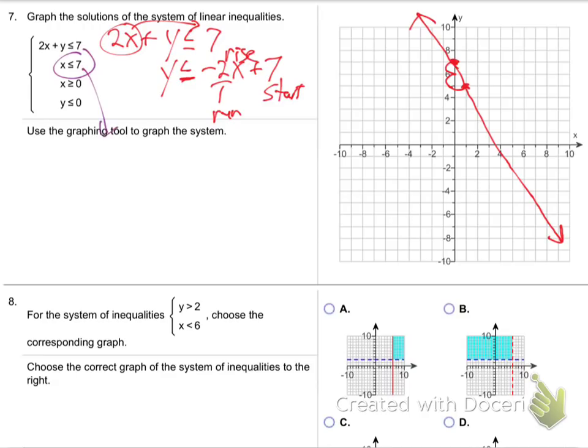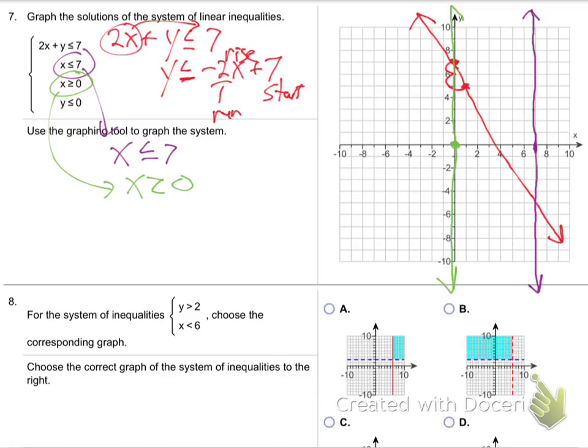This is x less than or equal to 7. That's just a straight line, hits the x-axis at 7, right there at 7. Okay, next one. X greater than or equal to 0. So that just hits the x-axis at 0, right there. That's a line going right through the x-axis at 0. Like that. And then we need one more here. So we'll grab this one. Y less than or equal to 0. So this hits the y-axis right there, hitting the y-axis at 0.